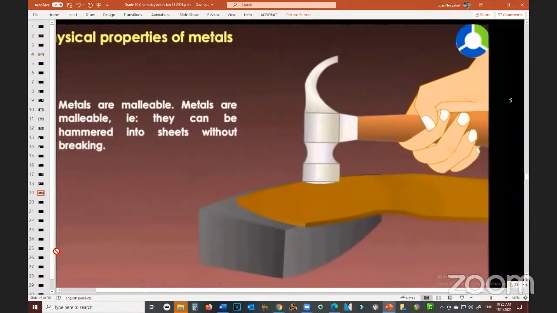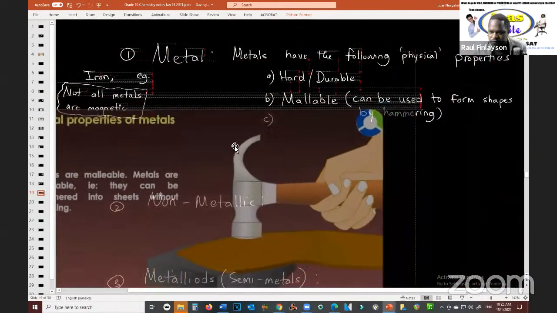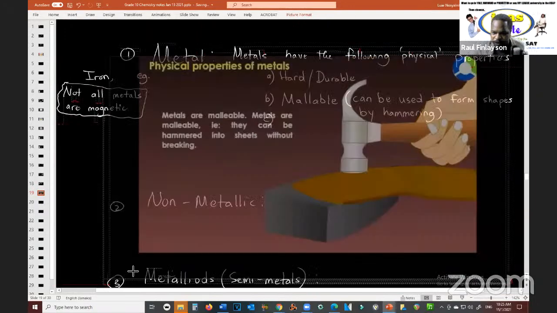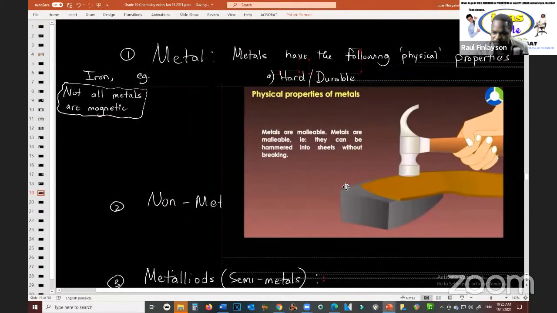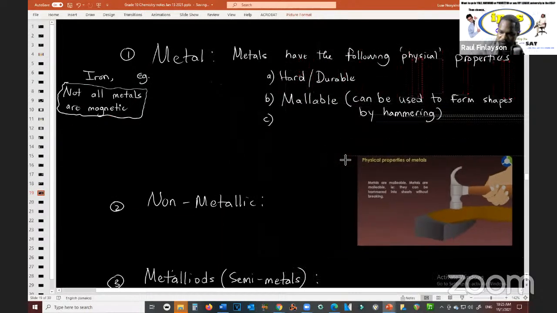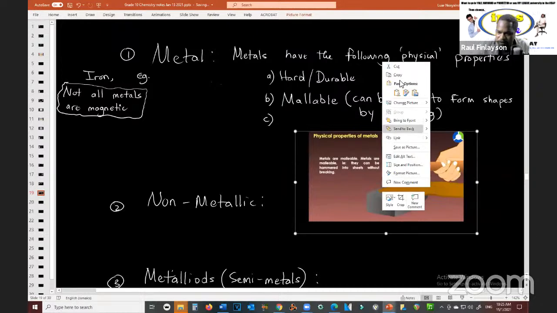Let me just make it smaller so you can see here. This is actually showing you one of the physical properties of metal, right? Now, metals are malleable. That is, they can be hammered into sheets without breaking. So you can hammer it, but it doesn't break. It just changes shape, so it can absorb shock very well.